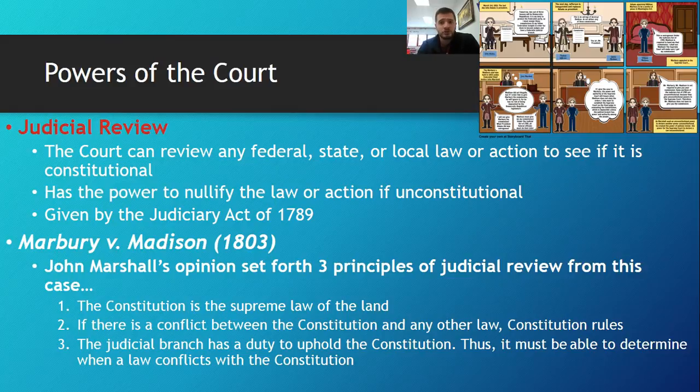John Marshall was the first Supreme Court justice, and in Marbury versus Madison, he sets forth three principles of judicial review. The first is that the Constitution is the supreme law of the land. Second, if there is a conflict between the Constitution and any other law, the Constitution rules. And third, the judicial branch has a duty to uphold the Constitution. Thus, it must be able to determine when a law conflicts with the Constitution.